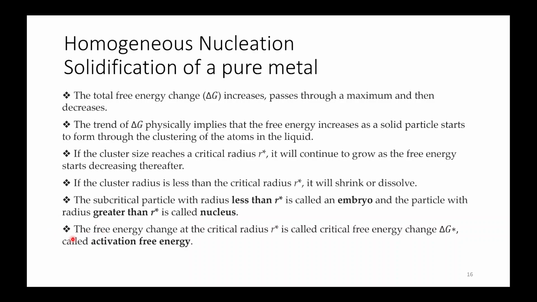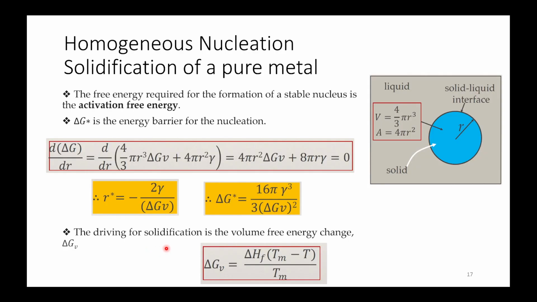The free energy change at critical radius r star is called the critical free energy change, delta G star, which is called the activation free energy. Now the free energy required for the formation of a stable nucleus is the activation free energy, and delta G star is the energy barrier for the nucleation.